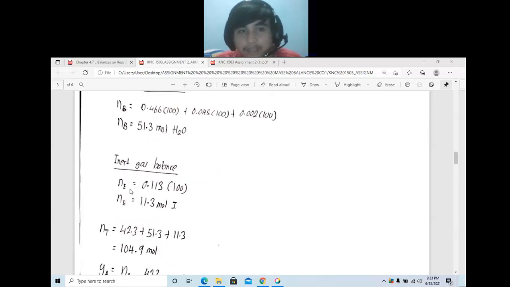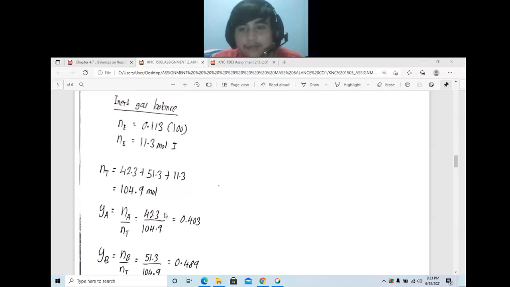And then the inert gas balance: it is non-reactive, so we can just directly set it equal to the product. So 0.113 multiplied by 100, so you can get the number of moles of inert gases.